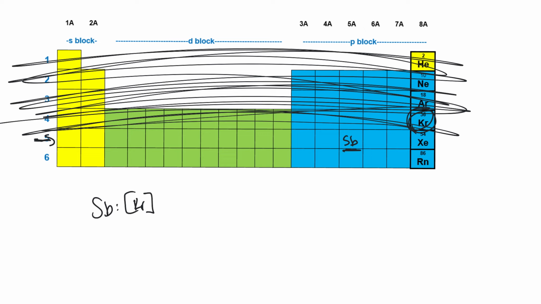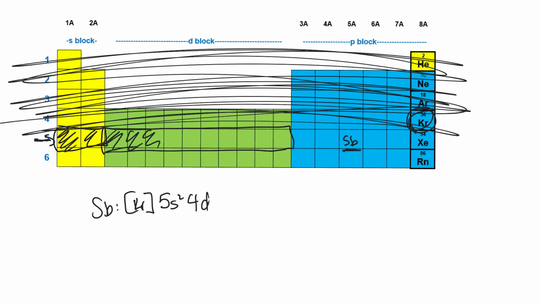If it's in the 5th row, we'll start off with 5s. How many? 1, 2. Here we're in the D subshell. Remember, it's always one shell less, so it's 4d. How many? 1, 2, 3, 4, 5, 6, 7, 8, 9, 10. 4d10. And then we're going to go to the 5p's here, counting up to antimony: 1, 2, 3. So 5p3. This is the way that you write the shorthand or noble gas configuration of elements.